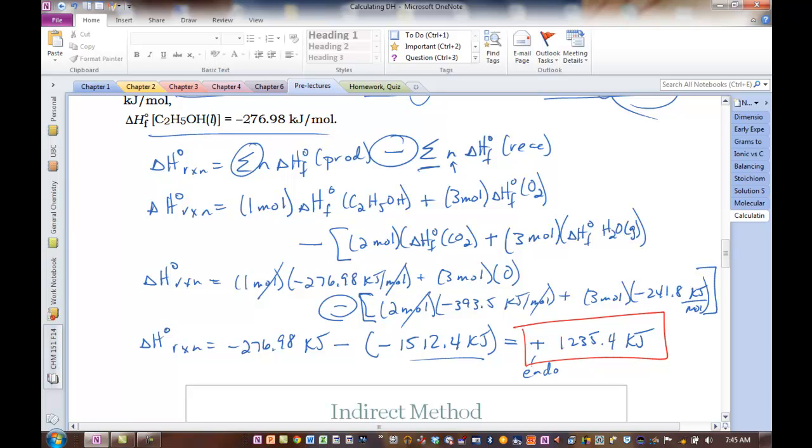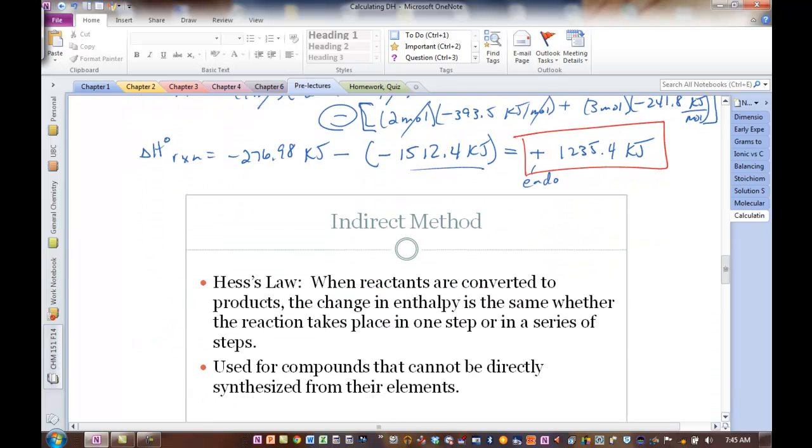All right, calculating delta H by the direct method. I will give you this equation. Don't need to memorize it, but I think you will memorize it as you work these problems. Sum of delta H formation values of the products, subtract out the sum of the delta H formation values of the reactants, to calculate the enthalpy change for that reaction, the difference between reactants and products. Okay, so that's one method, the direct method.